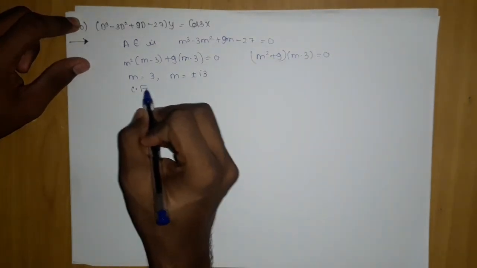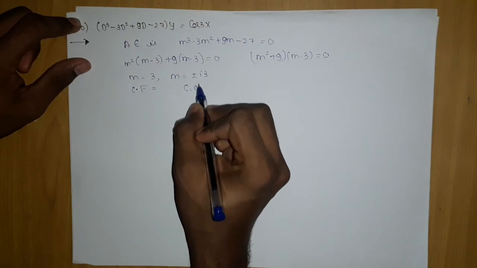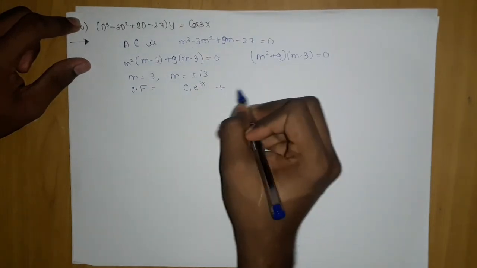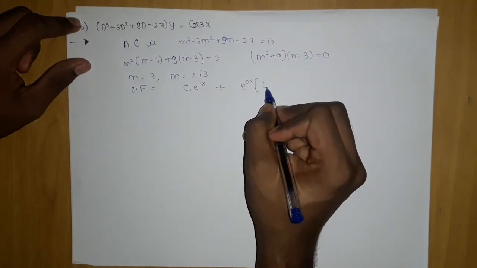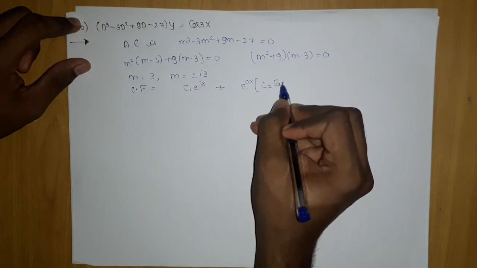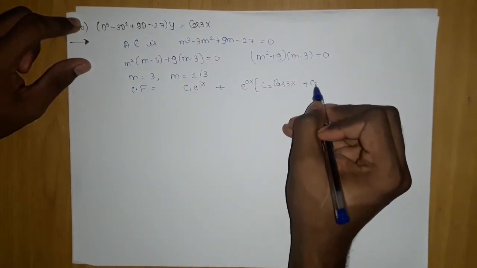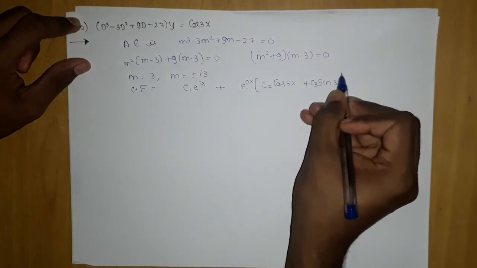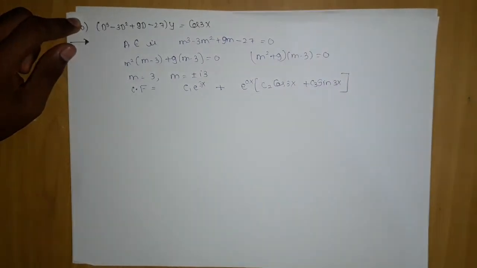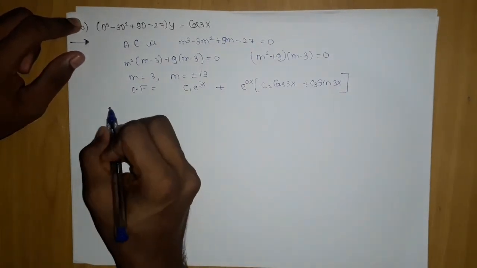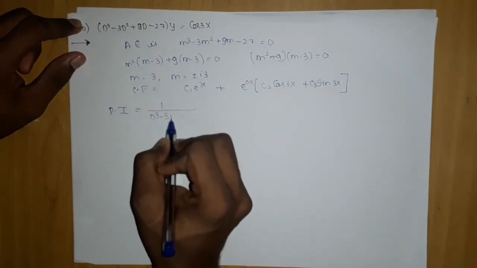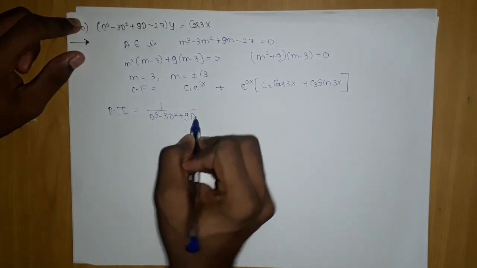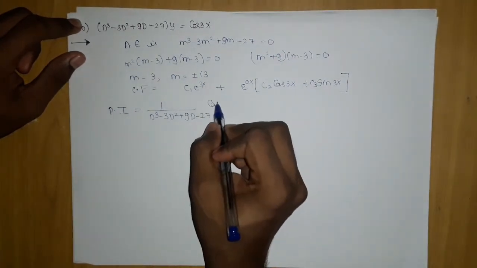After that you can get the complementary function using c1 e to the power 3x plus e to the power 0x, because the real part is 0, into c2 cos 3x plus c3 sin 3x. This brings us to the end of the complementary function, which is required to get the general solution. After this, we focus on the particular integral, which will be 1 by D cube minus 3D square plus 9D minus 27 into cos 3x.